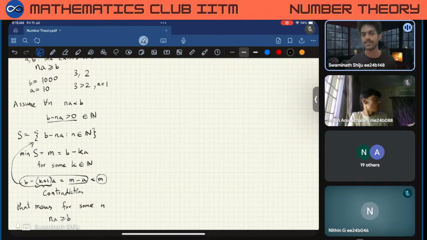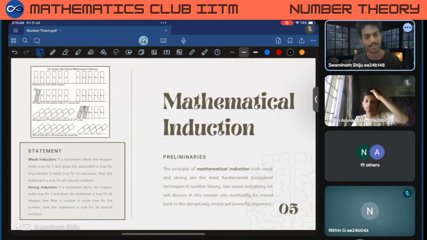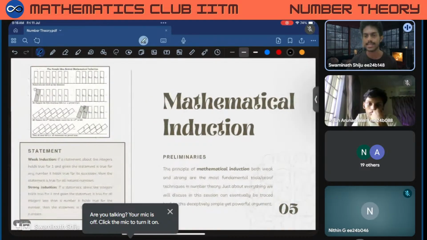Now, this is the first result that shows you how powerful well ordering is. But the most useful consequence of well ordering is what we call mathematical induction. As I said, well ordering is probably the most fundamental property of natural numbers. Mathematical induction is the most useful property. So what is mathematical induction?